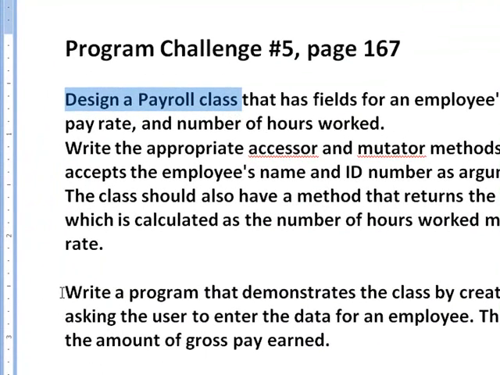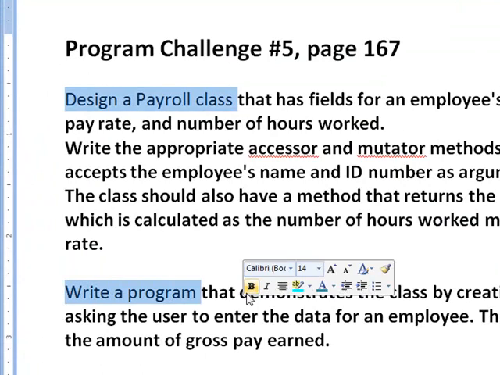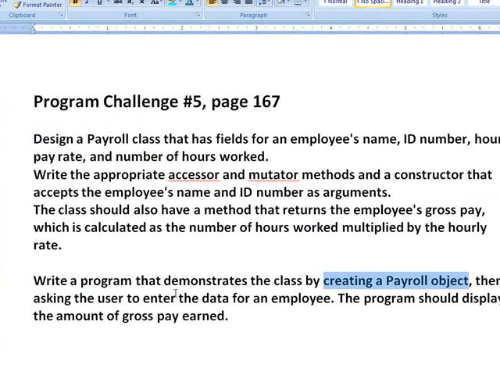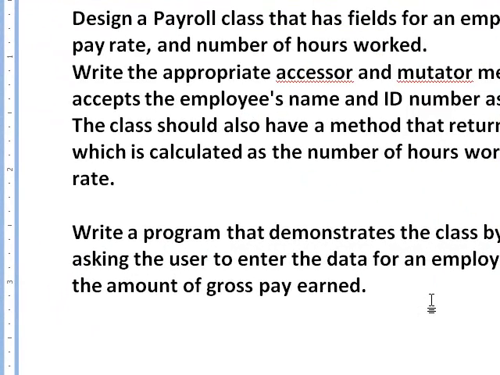Then it says write a program, that's the main part, that demonstrates the class by creating a payroll object, asking the user to enter the data for an employee, so we're using the scanner input business. The program should display the amount of gross pay earned. Now I want to go through this analytically to make sure, as in the program process for writing programs, first of all we need to be sure that we understand as a group exactly what's being asked.